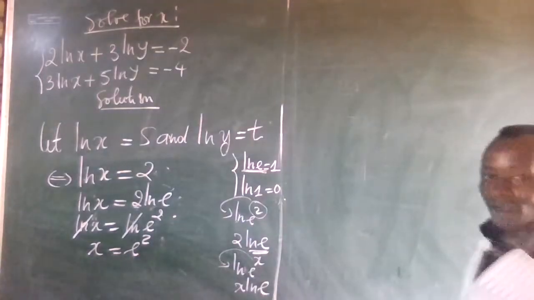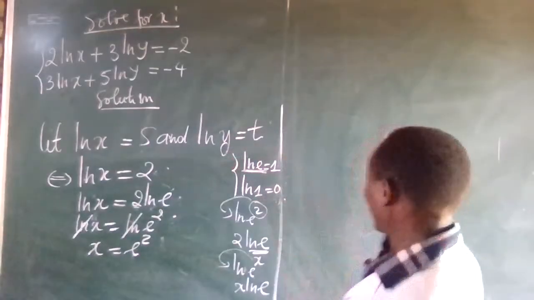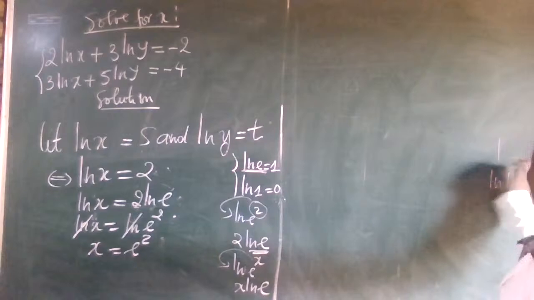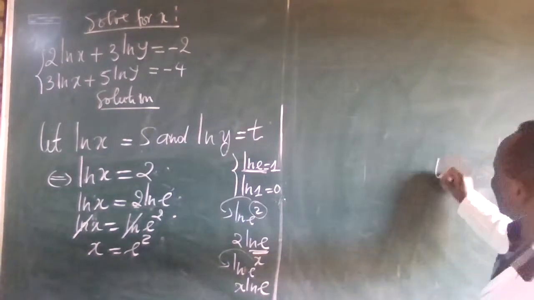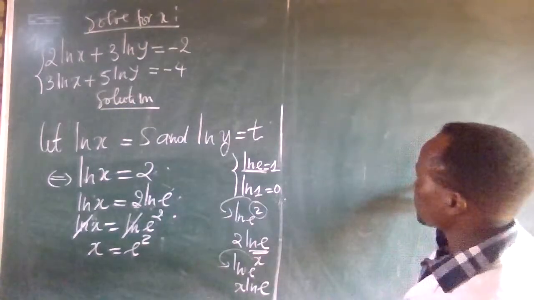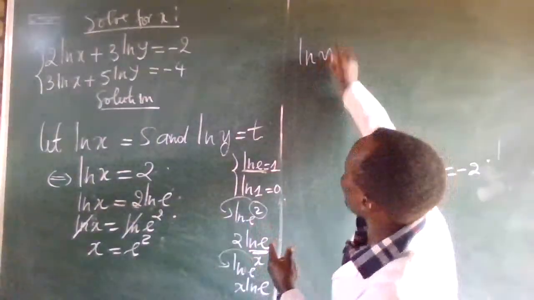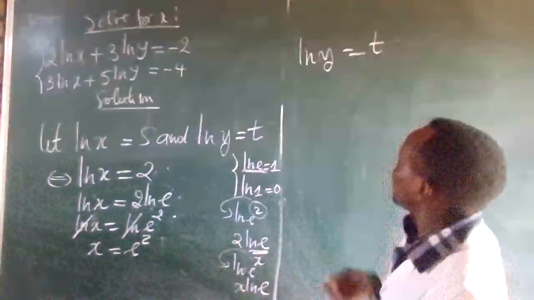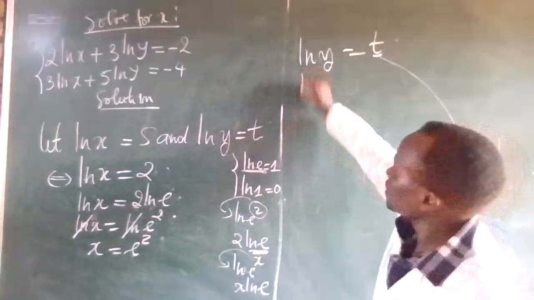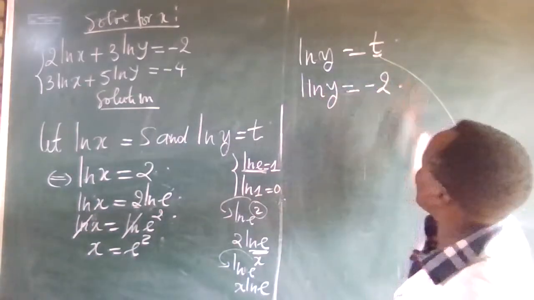Now let us continue by finding ln y is equal to t. Remember, you have seen t, it was minus 2. Now we are going to substitute this t in the place of this one. We remain with ln of y, which is equal to t. Now we have seen that t is equal to minus 2. Now we remain with ln y will be equal to minus 2.